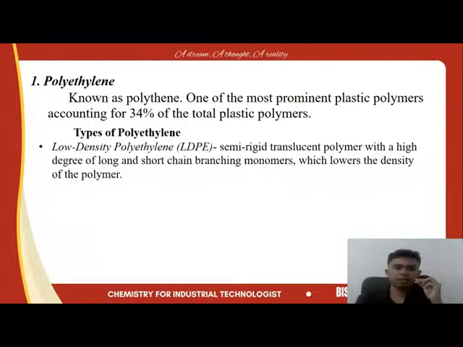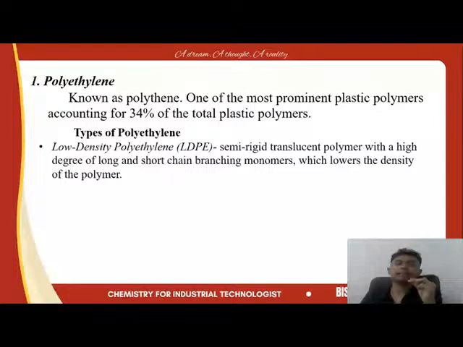The first one is called low density polyethylene, or LDPE. This is a semi-rigid translucent polymer with a high degree of long and short chain branching monomers, which lowers the density of the polymers.